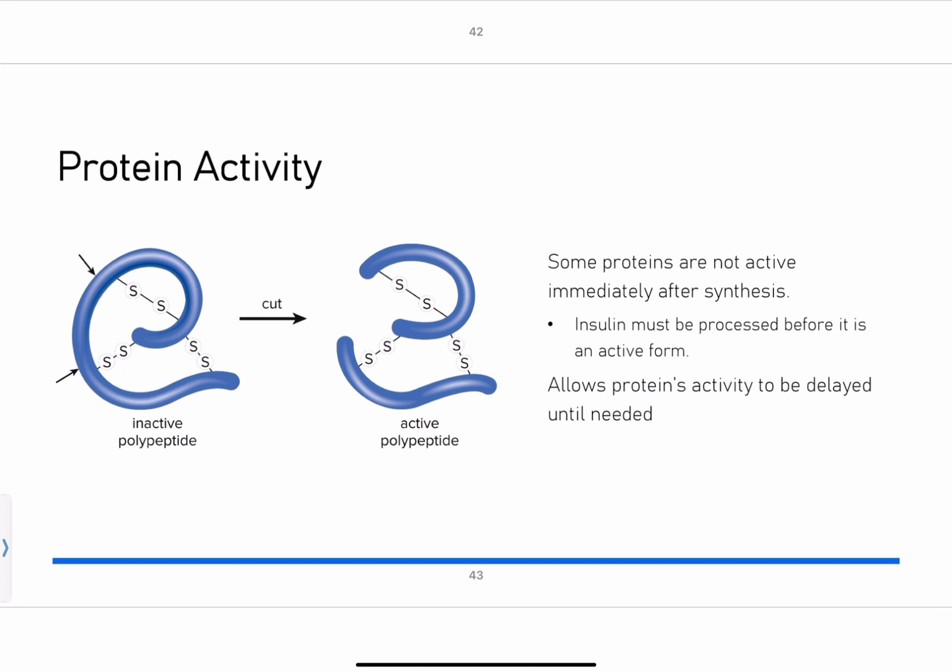So after a protein is translated, it's not always immediately active. So a lot of proteins are going to require post-translational modifications in order to become functional. So a good example here is insulin. Insulin is synthesized as an inactive precursor, and it has to be processed before it can become active. So this kind of delay is going to allow the cell to hold off on protein activity until it's actually needed.